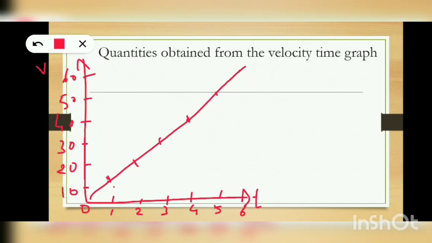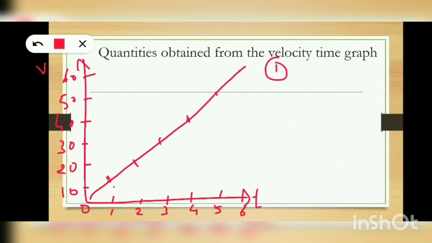Next, let's discuss the quantities that can be obtained from the velocity time graph. On the screen, you can see a velocity time graph. It represents the graph for an object moving with uniform acceleration or uniformly increasing velocity. It's possible to obtain two quantities from this velocity time graph.